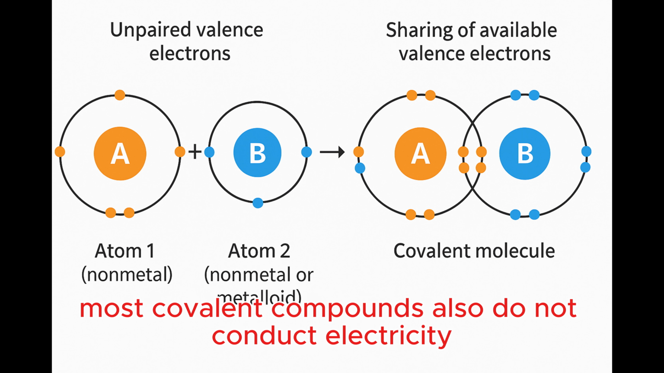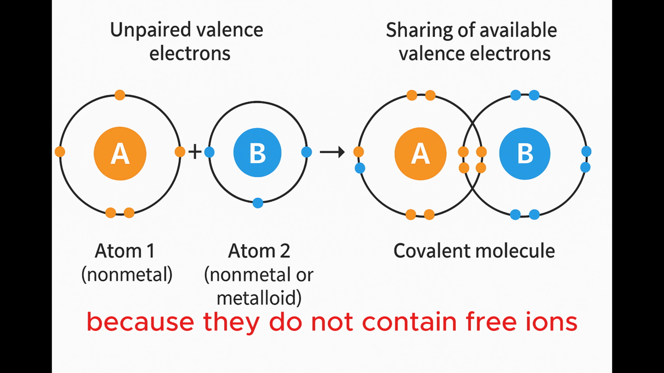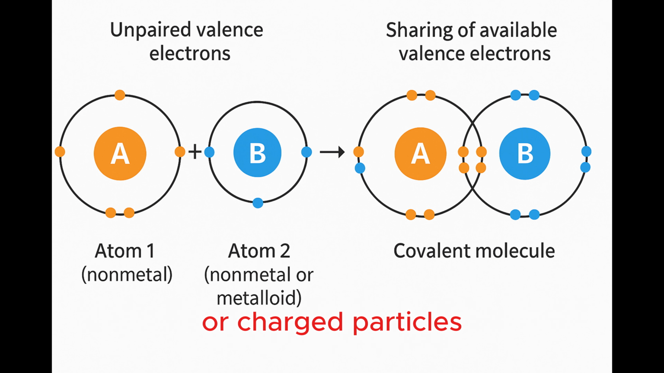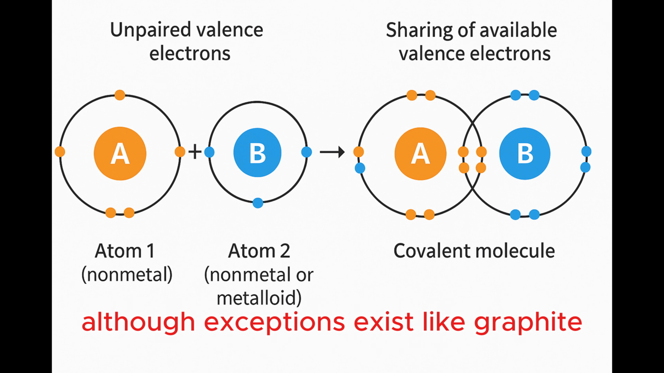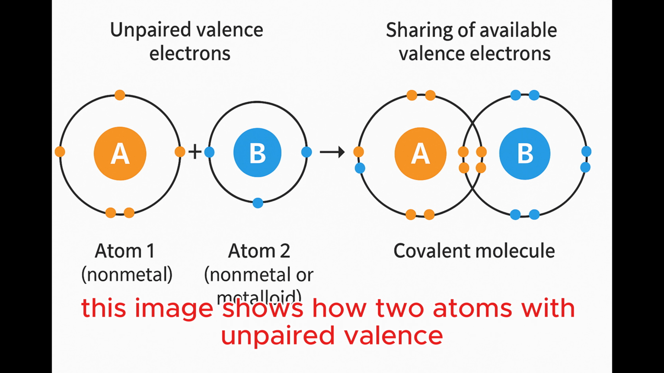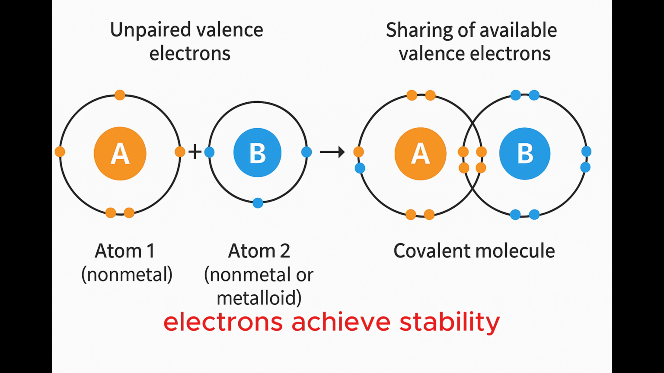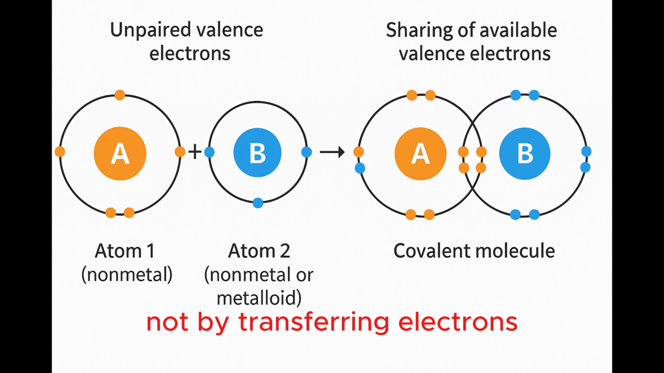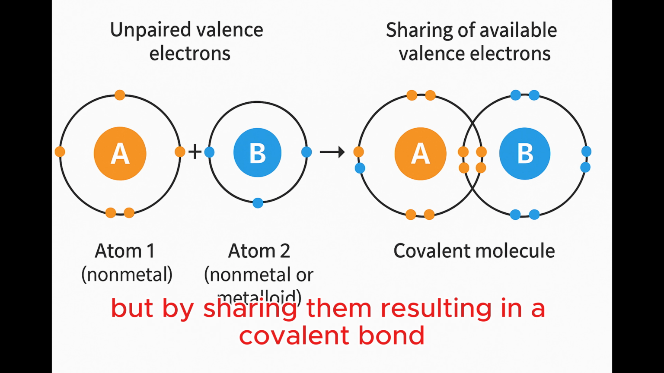Most covalent compounds also do not conduct electricity because they do not contain free ions or charged particles, although exceptions exist, like graphite. So, this image shows how two atoms with unpaired valence electrons achieve stability, not by transferring electrons, but by sharing them, resulting in a covalent bond.